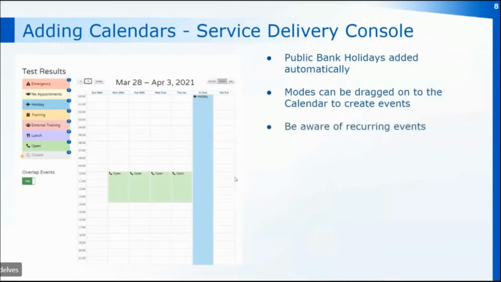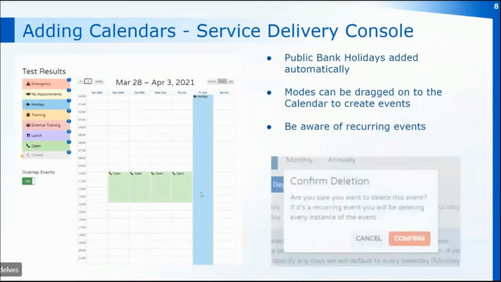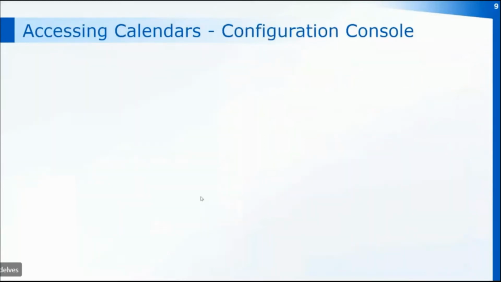If you ever need to delete an event, just be aware of recurring events. So your bank holidays, if added automatically, are a recurring event. So if you needed to open on a particular bank holiday, rather than have the bank holiday message going out, you would need to delete the instance of that holiday. If you do that through the user console, it will delete all instances of that event. So if you only need to delete one event, you're much better doing that through the configuration console. So that's what we're going to do now.